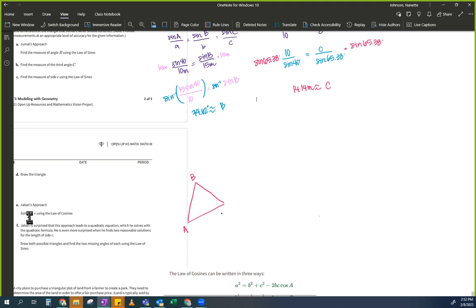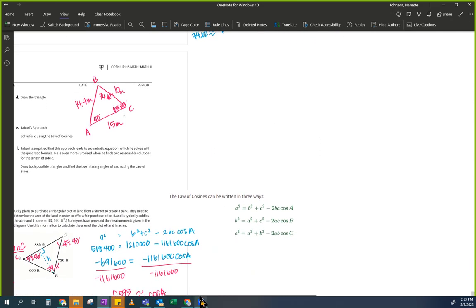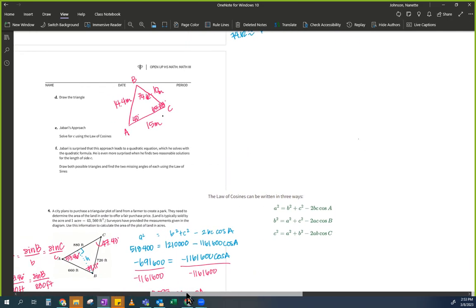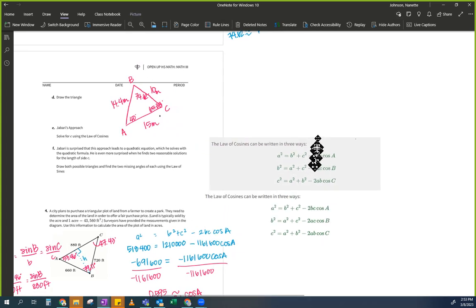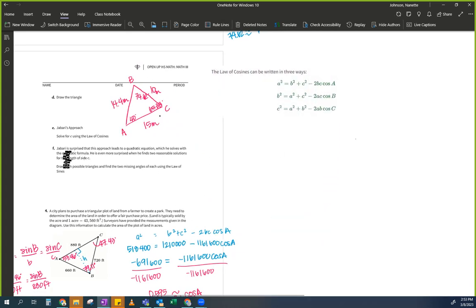Excuse me. So the next one says Jabari's approach is to solve for C using the law of cosines. So now we want to use the law of cosines. So I'm going to move this guy. Can I grab him? Yeah, I'm going to move this guy just over here. So there's my picture. And so now we want to use the law of cosines. And then here's your law of cosines right here. So I'll move him up here. It says Jabari's approach is solve for C using the law of cosines. So solve for C, that means I'm going to be using this one for the law of cosines.